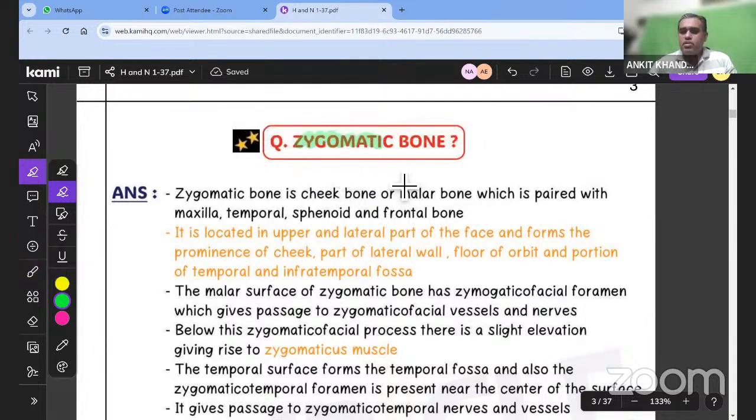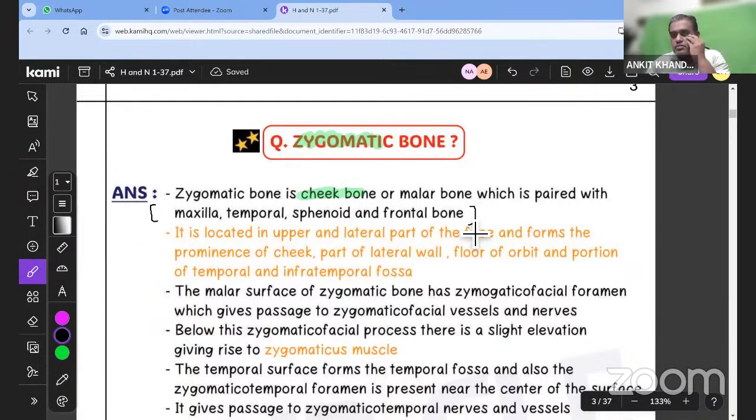So zygomatic bone is a cheekbone or malar bone, which is paired with maxilla, temporal, sphenoid, and frontal. Now, you don't need to cram all of this. Remember, this is the zygomatic bone. So it is going to form joints with all the surrounding bones, right? So what are the surrounding bones?